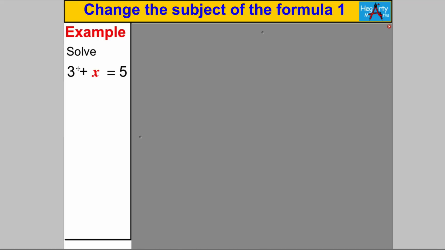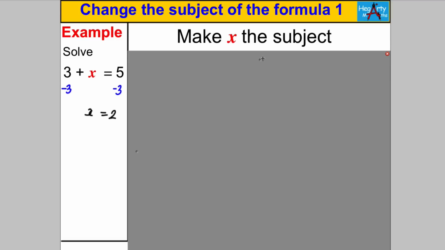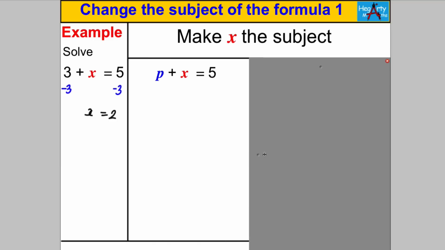So pause the video and double check you can do that. Well, I would have hoped you would have subtracted 3 off both sides. Hopefully you would have got therefore x is equal to 2. Right, it's time to use this idea to actually change the subject of the formula. So this time we're not solving, we're making x the subject in this case here. Can you see how that's similar to our solve question? Well, instead of 3 add x, we have p add x is 5.